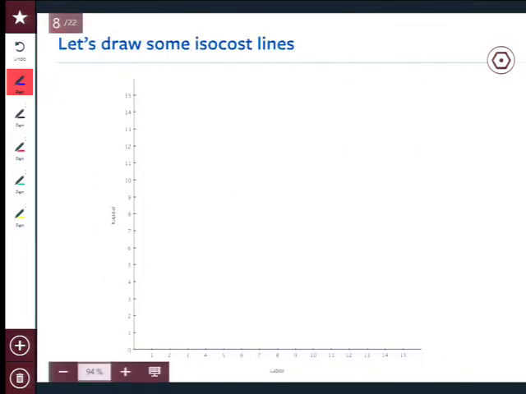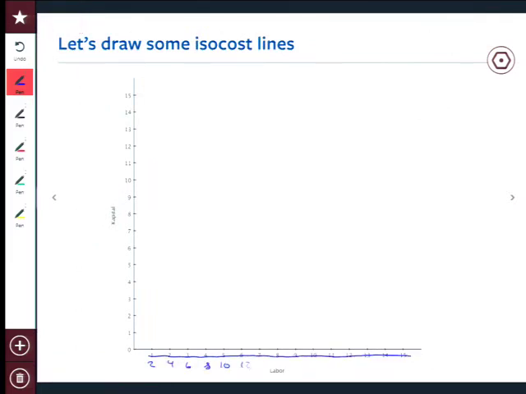The scale on this thing is busted. Okay, so this should be 2, 4, 6, 8, 10, 12, 14, 16, 18, 20, 22, 24, 26, 28, 30. Okay? So this is labor.